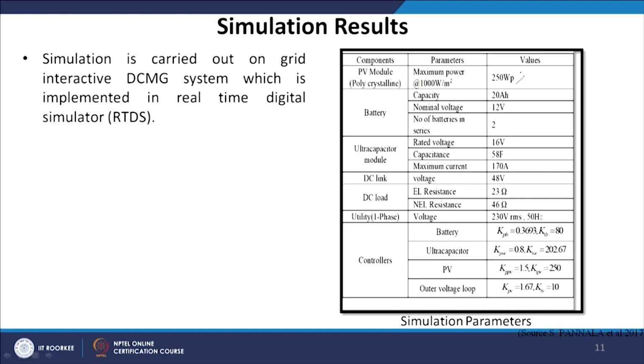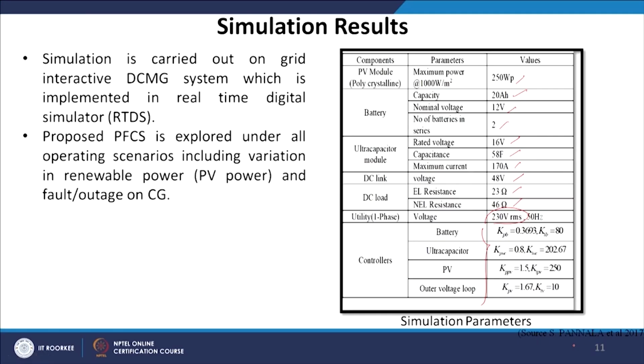So, the PV model is 250 watt power, and the battery capacity is 20 ampere hour with a nominal voltage of 12 volt, and we had two batteries, an ultra capacitor of 16 volt, 58 farad, 170 ampere, and the DC link voltage was 48 volts, the DC load was 23 ohm, and the annual resistance was 46 ohm, and the utility voltage was considered to be 230 VRMS at 50 hertz. And then these are the control parameters chosen for the battery, ultra capacitor, PV and outer voltage loop.